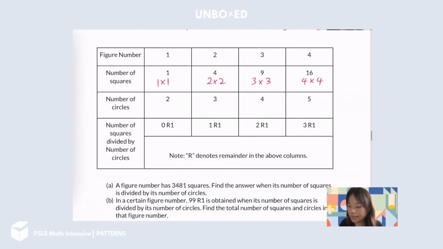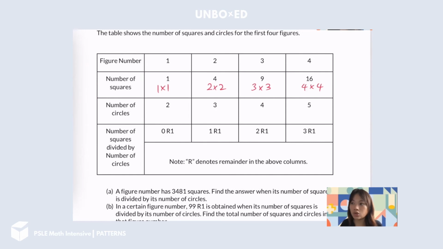Okay, so let's look at this. A figure number is 3481 squares. Find the answer when each square is divided by the number of circles. So let's look at the pattern. The number of squares divided by the circles: this one is 0, which is 1 less than 1. 1 is 1 less than 2. 2 is 1 less than 3. 3 is 1 less than 4.